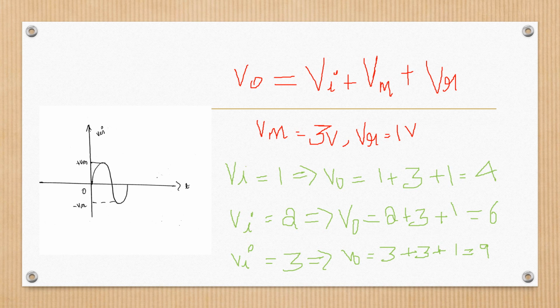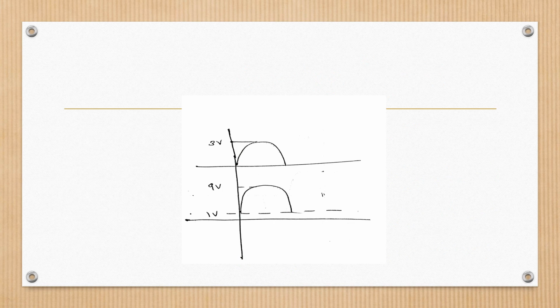In the next slide, we will see the output waveform for the positive half cycle. This is the output waveform when we apply the positive half cycle to this.